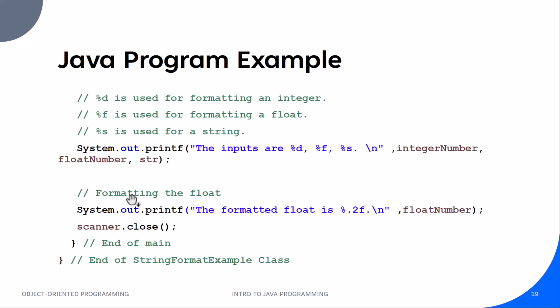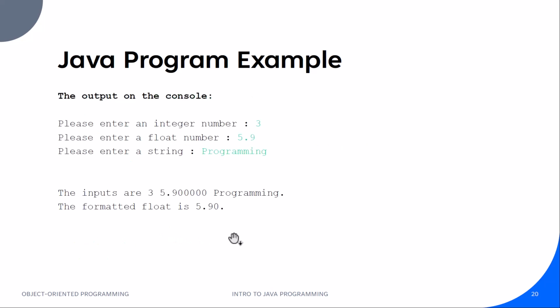And here is how to format the float in a more fine-grained way. The formatted float is %.2f, meaning 2 digits after the dot. So this will show me the float number with 2 digits after the dot. And then I'm going to close my scanner object here, and let's see the output on the console.